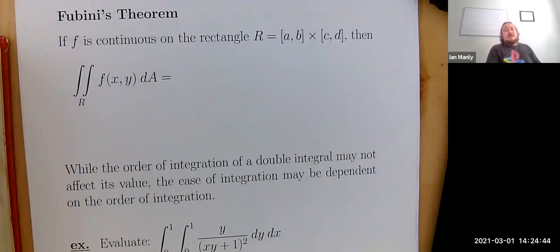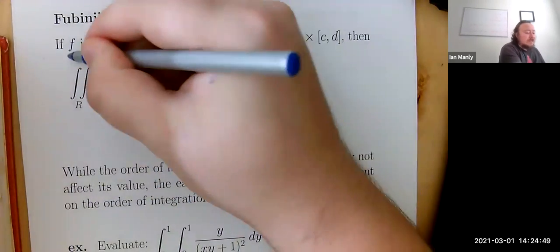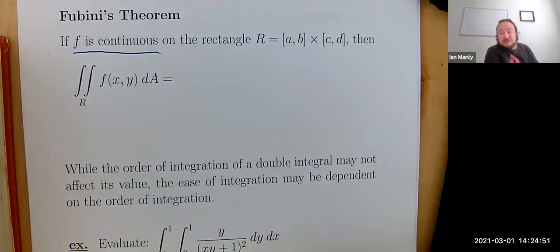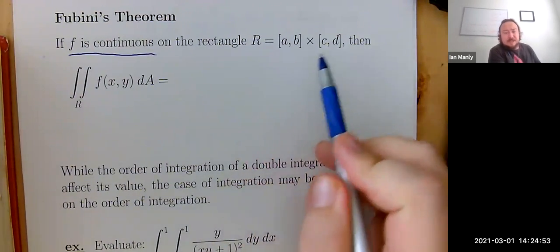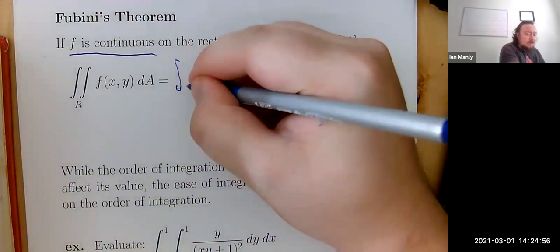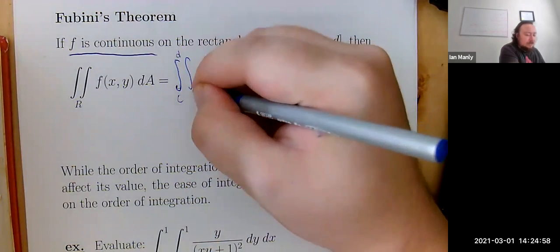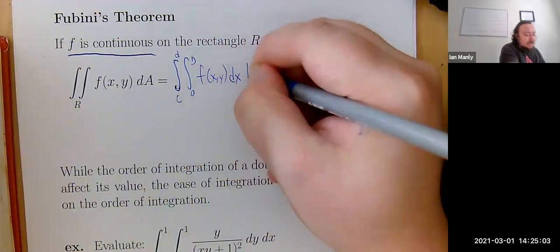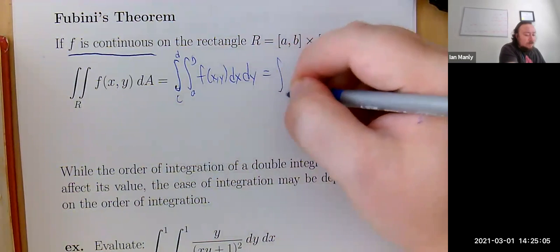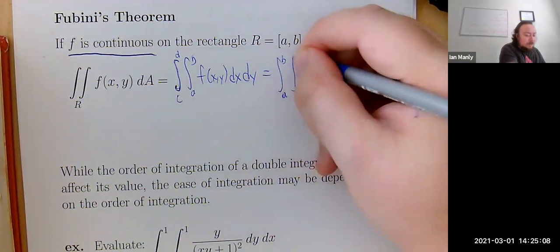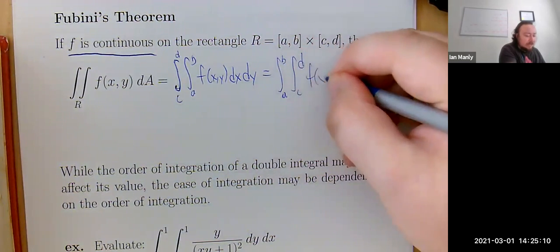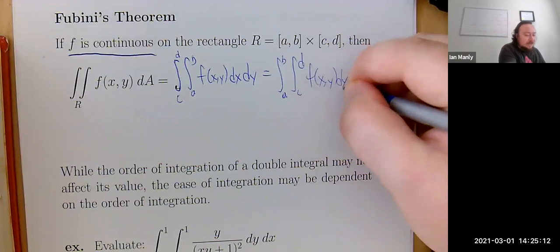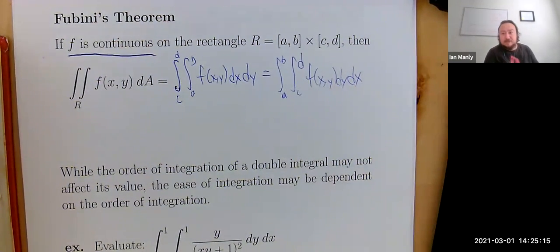All right, so the name of the theorem that guarantees that we can do this in any order is Fubini's theorem. If f is continuous, so we need f to be continuous for this to work on this rectangle, then we can do the integral in any order we want. So we can do c to d, or we can do the x part first, so dx and then dy, or we could do the y integral first and have that be on the inside. Either way is fine, so long as this is going to be a continuous function we're looking at.